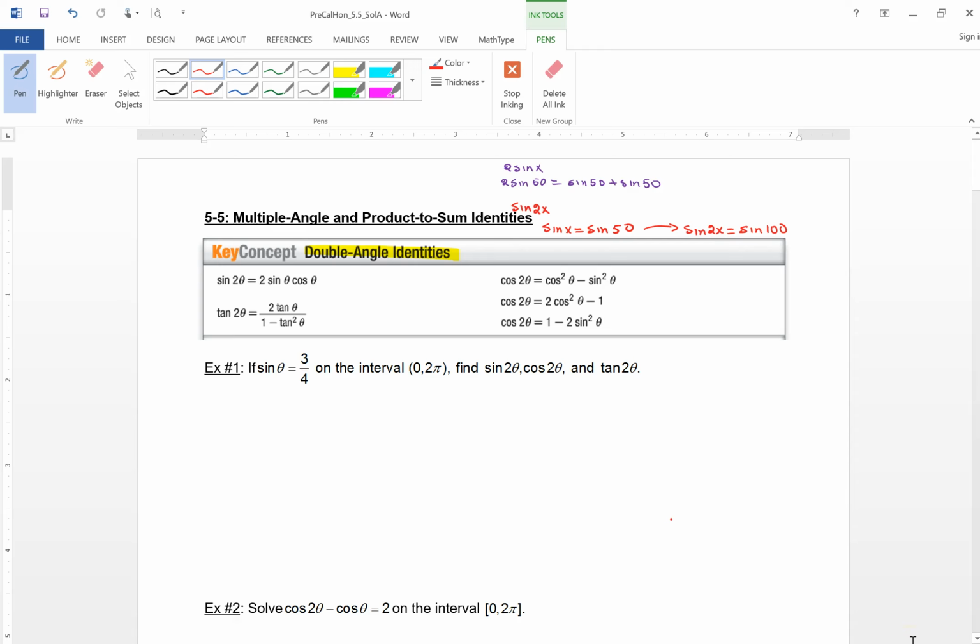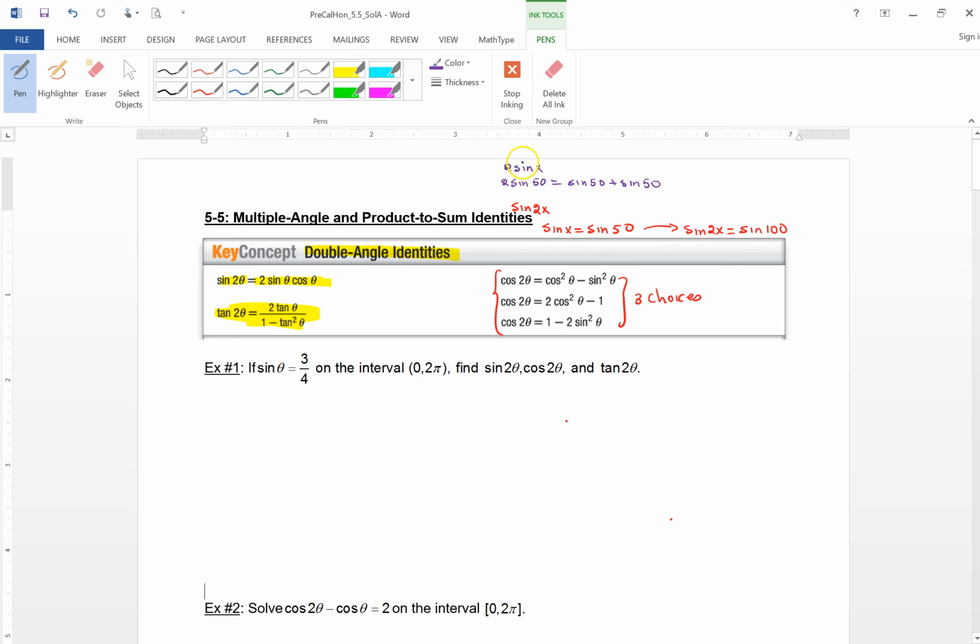Now, we have identities for sine of 2 theta and cosine of 2 theta and so on. The one for sine 2 theta is 2 sine theta cosine theta. So they relate back to the single angles. And here's the one for the tangent. It just includes tangent of theta. Now, for cosine of 2 theta, you have 3 choices, and they're equally as valid. You just use whichever one happens to be most convenient.